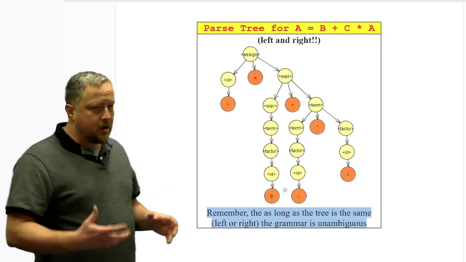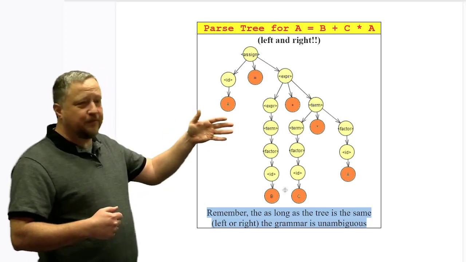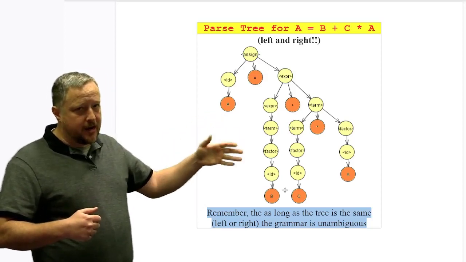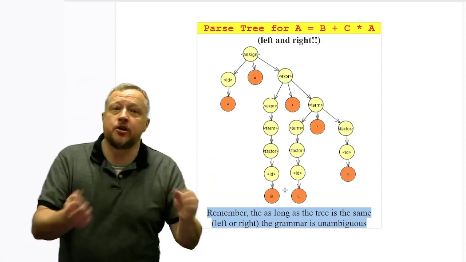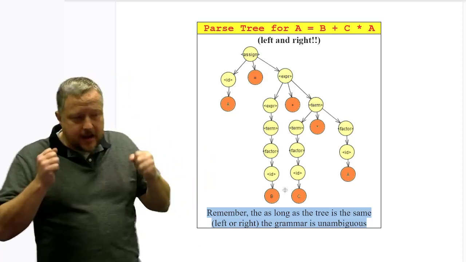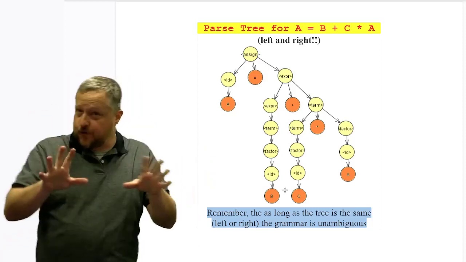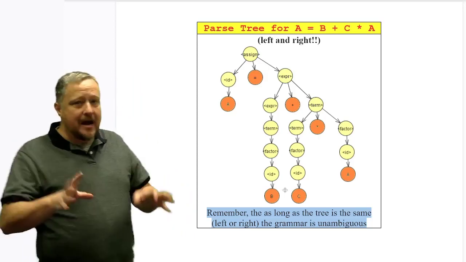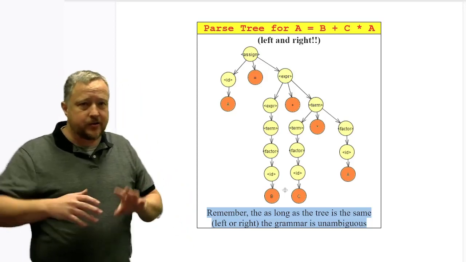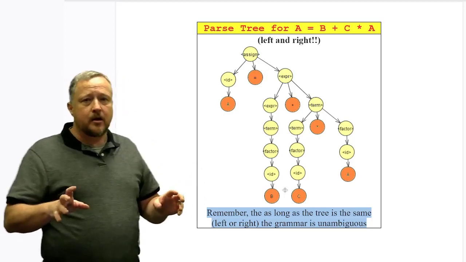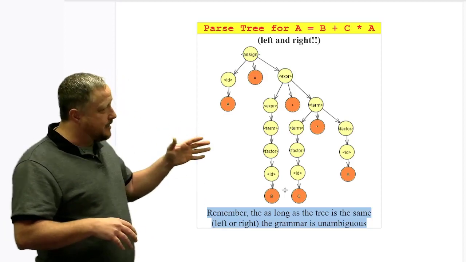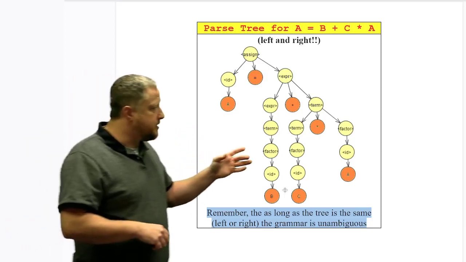So if we did it right, they both, left and right, should end up like this. That's good news. That means that the grammar, so far as we've tested it, is not ambiguous. They both end up being exactly the same. And again, let's take a look at it in depth here.